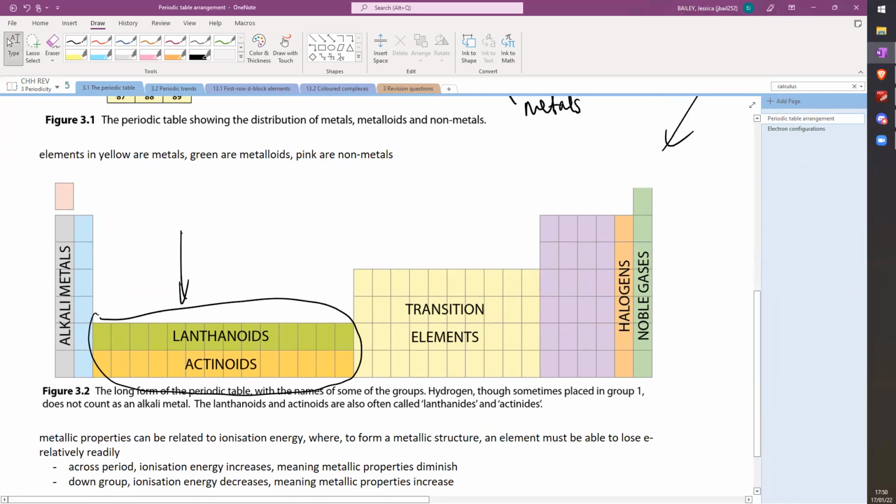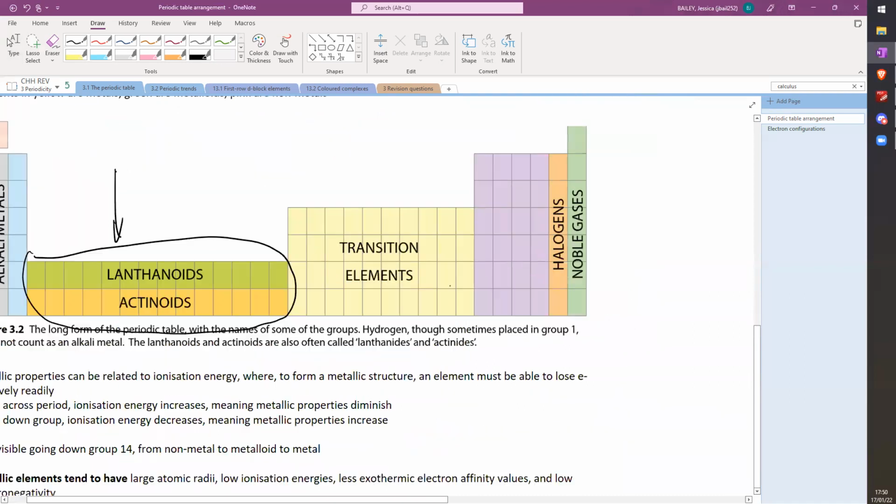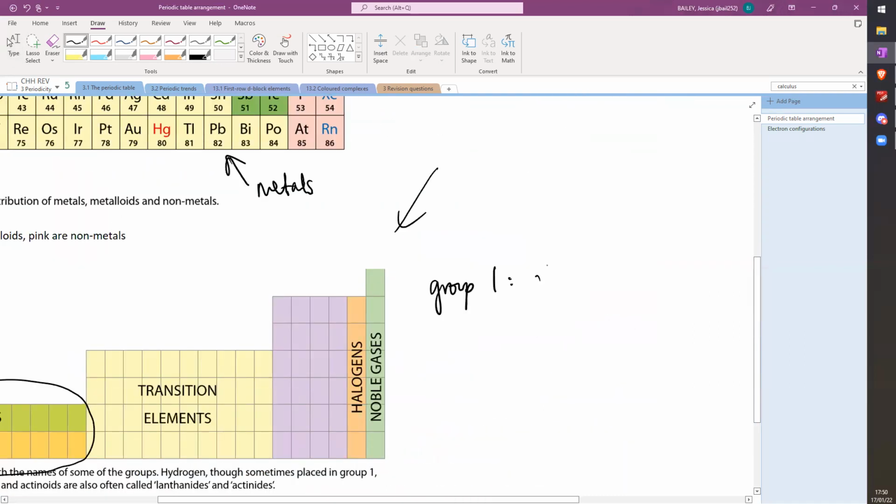So group 1 is your alkali metals. And the reason we call them alkali metals is because, once you get to topic 8, you know that all of those metals in group 1 will react to form bases whenever they're put with water. And another term for base is alkali when you're reacting something with water, which is why they're called alkali metals.